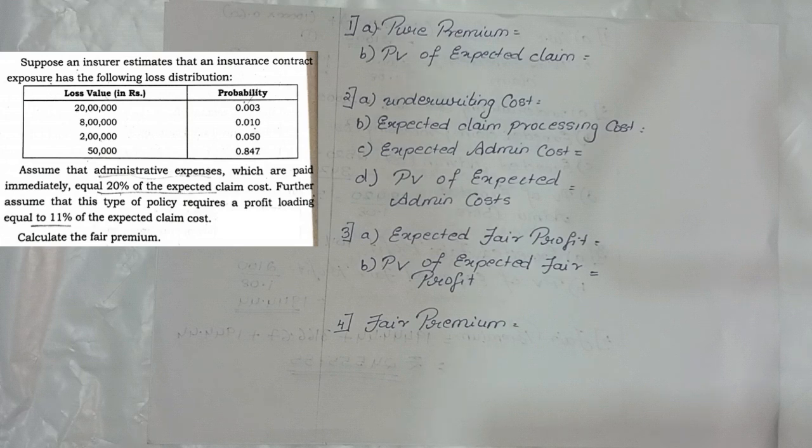If you can see, in the entire question they haven't given any interest rate. So when such problem sums are given where the interest rate is not given, we have to take a default rate which comes to 8%. Now let us see how we go about it in exactly the same manner as we were solving the previous sum. First we need to find the pure premium.